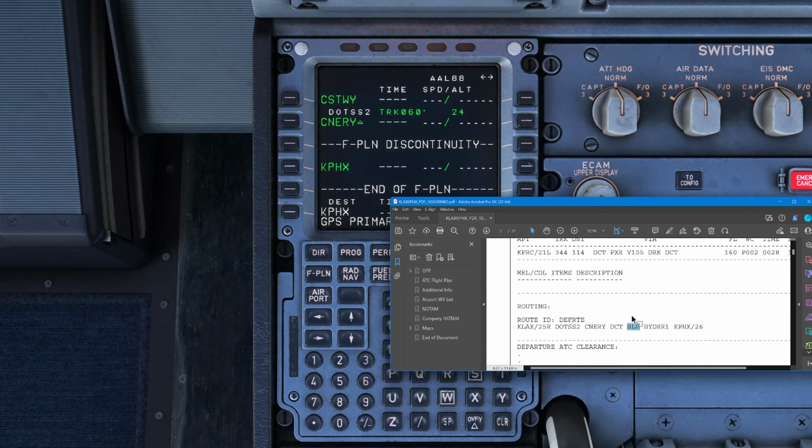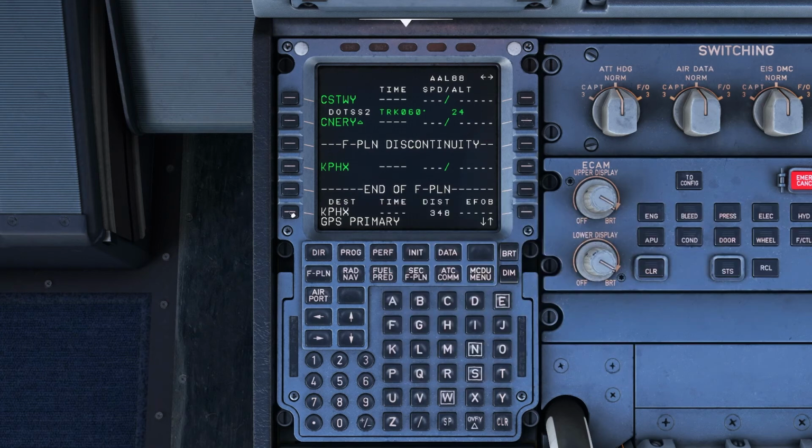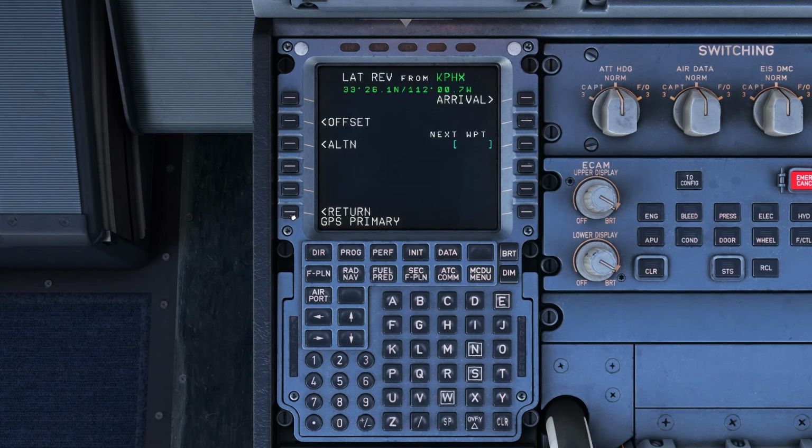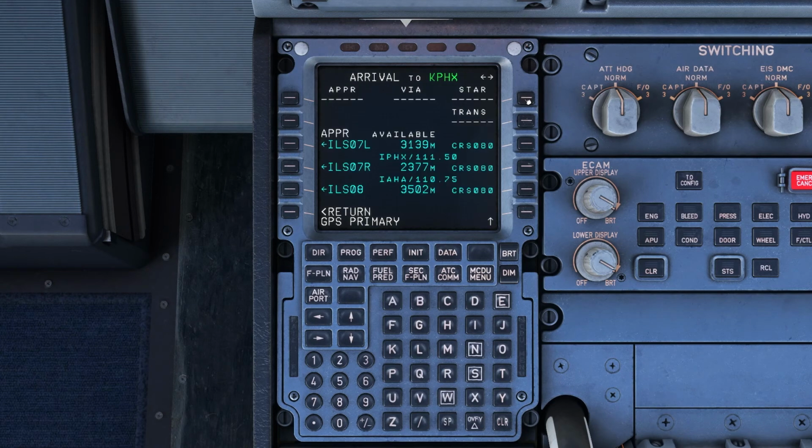So let's do that. Come back here. We go to click on KPHX. We set up the arrival. And we decided we were going to land ILS 26. So you choose the runway first.